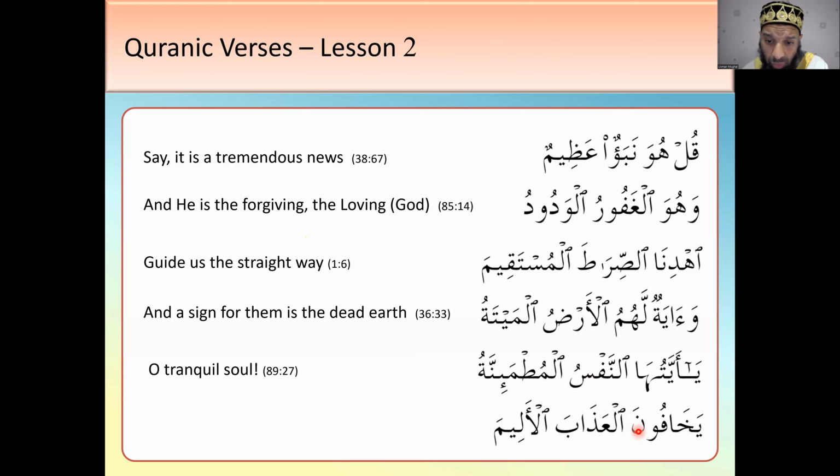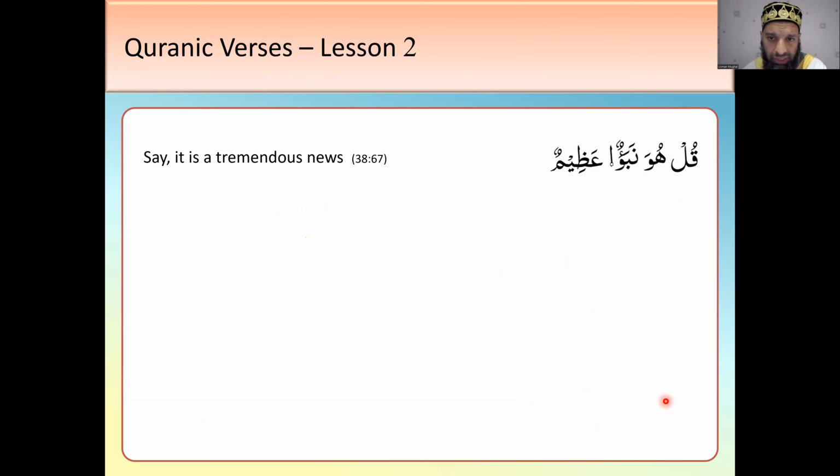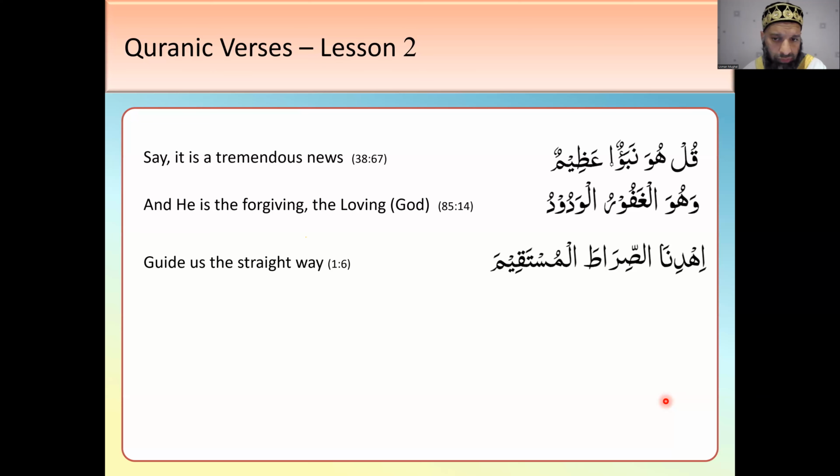Last one, yakhafuna al-'adhaba al-alim. Yakhafuna, khawf, they fear. Al-'adhaba, the punishment. Al-alima, the painful. Right? The and the, both ending in a double fatha. Yeah. Ya ayyatuha means, translates as oh. Okay, so we've got a few minutes left. This is the Indo-Pak font.